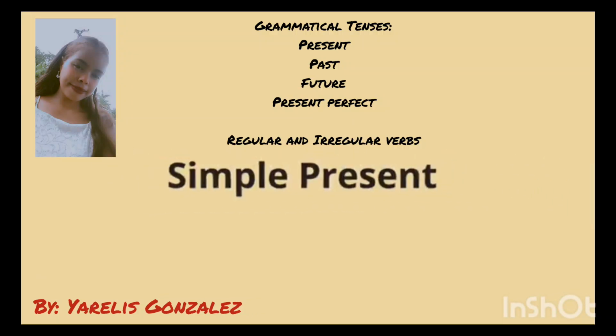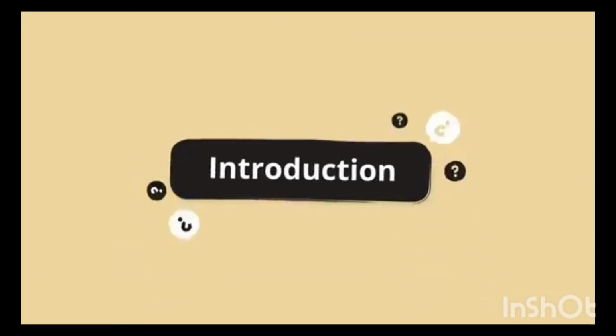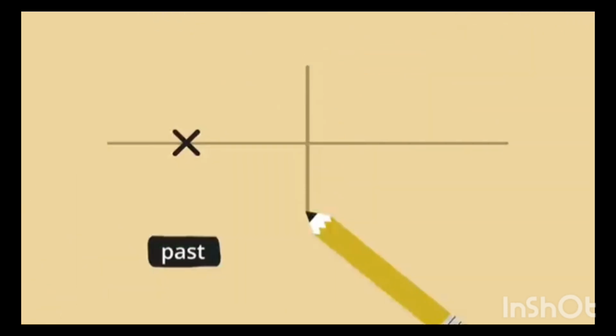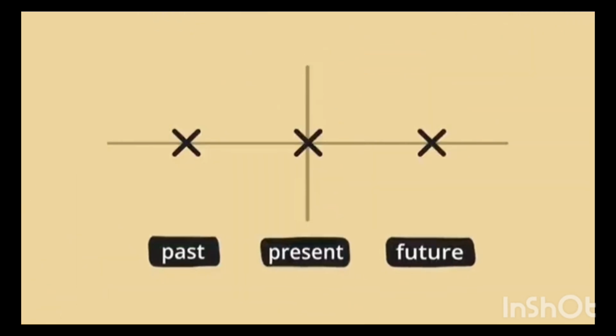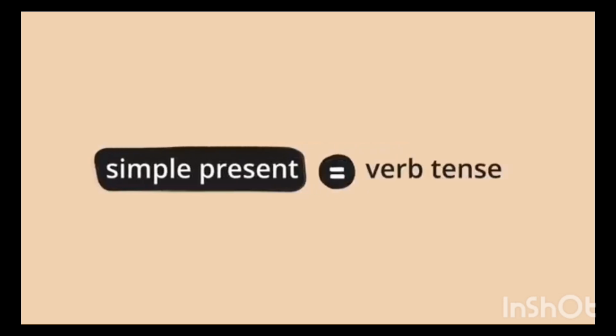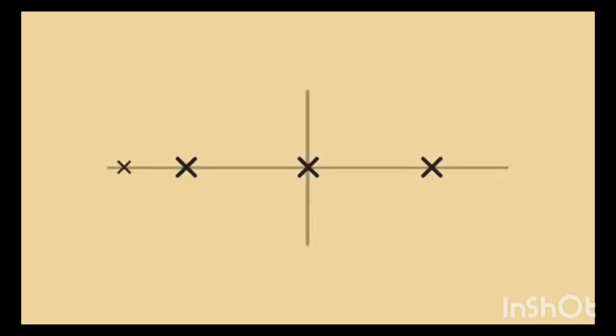Simple present tense. Introduction. What are verb tenses? There is a timeline where we can identify the time of the action. The simple present tense is a verb tense. We use it for repeating actions.